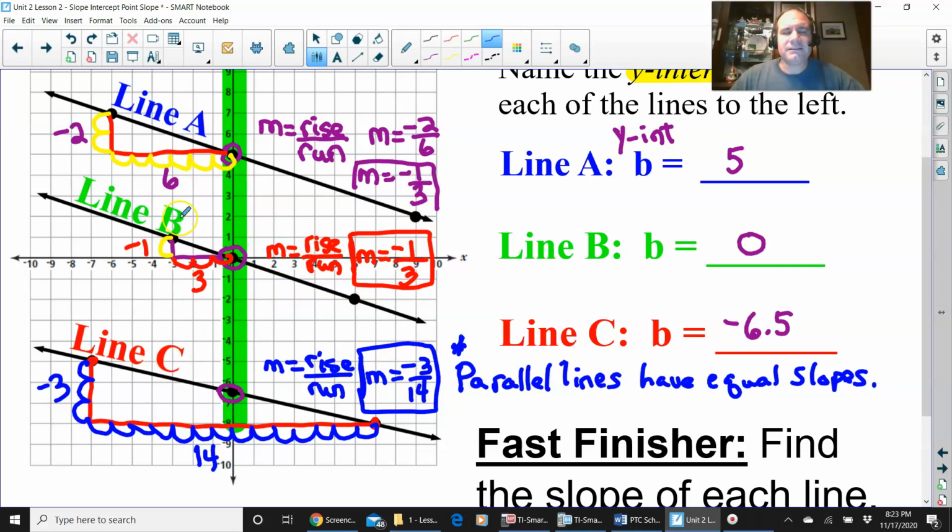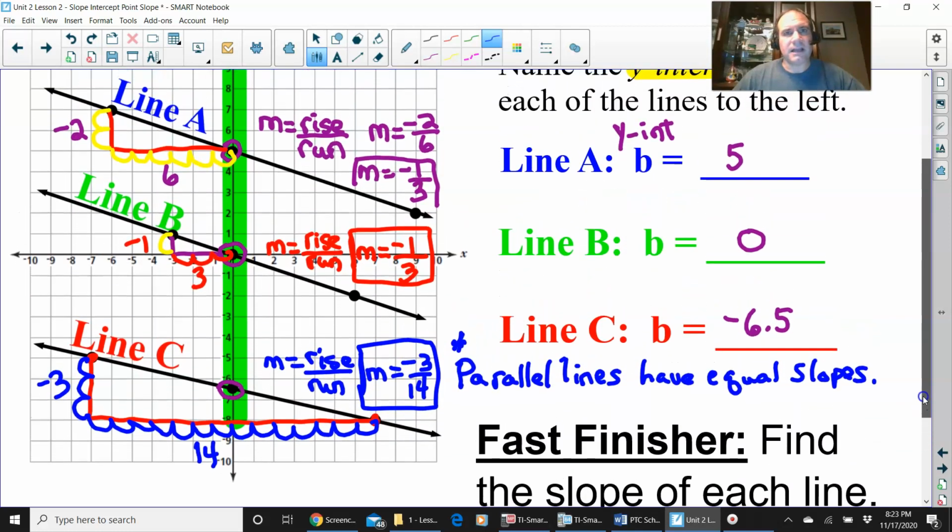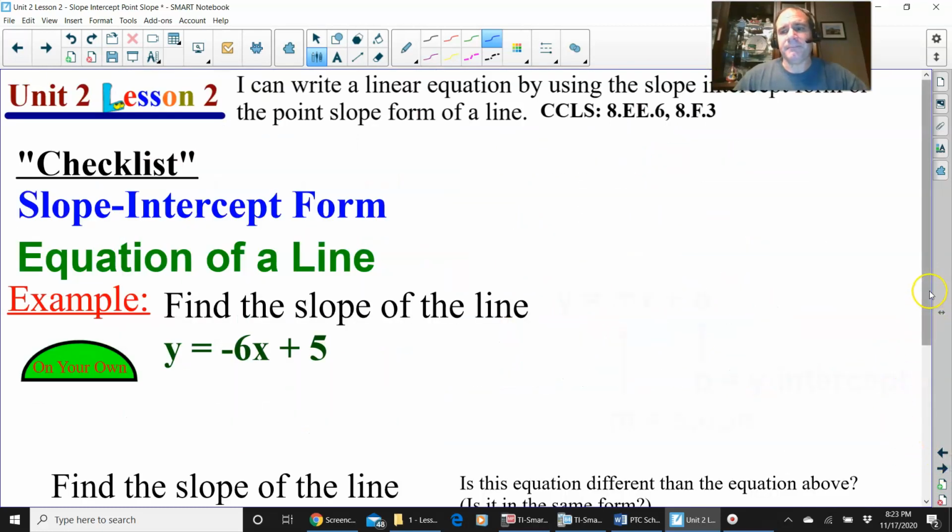Line C is not parallel to B or A, so that means this slope is different. Still going down from left to right, still negative, but it's not the same. And that means line C is not parallel to line A and B.